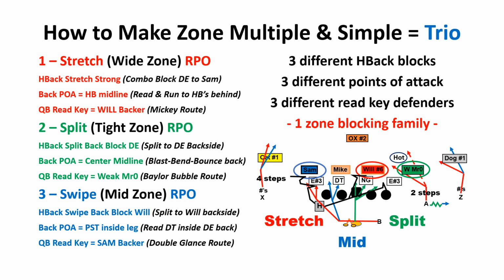Last is swipe, where we're going to attack right in the middle, hence the mid zone RPO. H-back is going to swipe now across and block the Will backer. Point of attack for the back now is the inside leg of the tackle, and the quarterback now will read strong the Sam backer using a double glance route. You can see now we've got 3 different H-back blocks, 3 different points of attack all across the front, and we can read 3 different defenders of any defense using one zone blocking family.